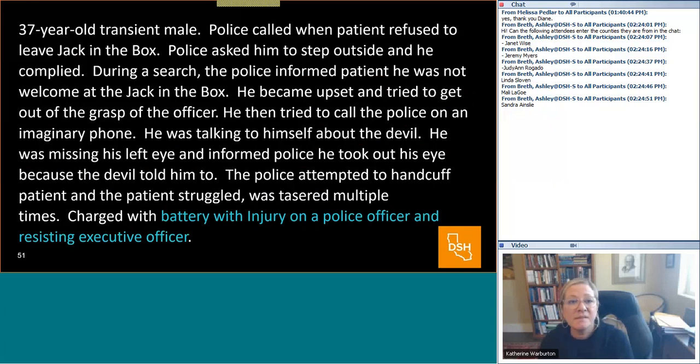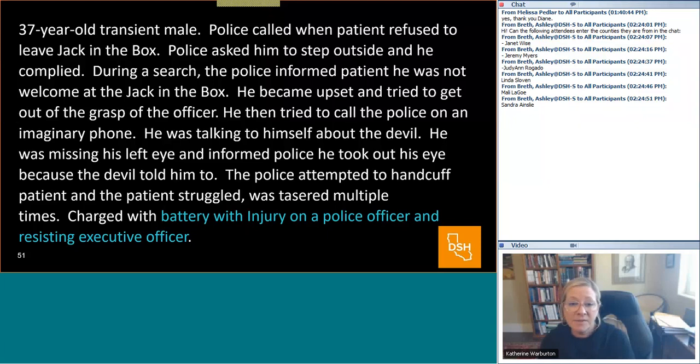Next slide, please. Final case to illustrate our hypothesis, very sad case. This is a 37-year-old transient male. Police were called when he refused to leave a fast food restaurant. He was asked to step outside, and he complied. And during the search, the police informed him he was not welcome. They put their hands on him, and he became upset and tried to get out of the grasp of the officer.